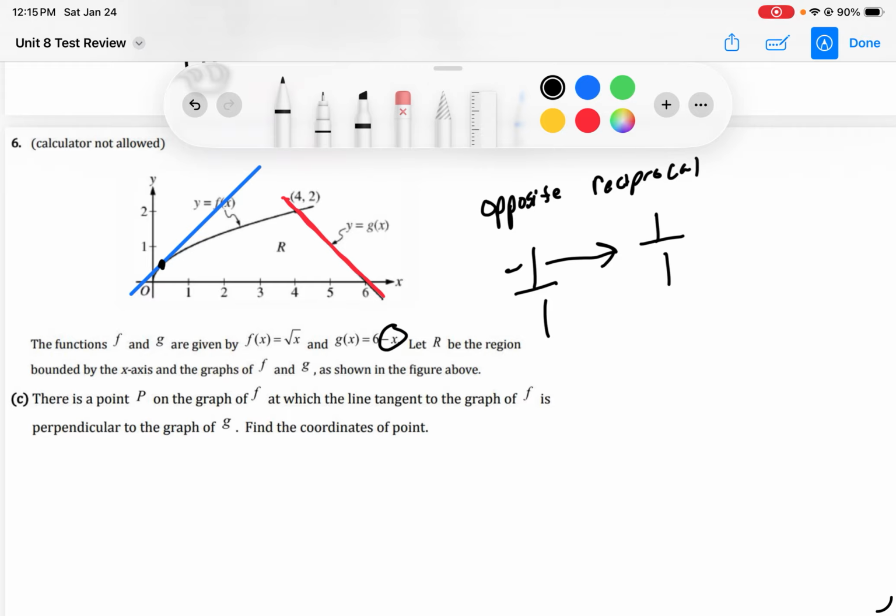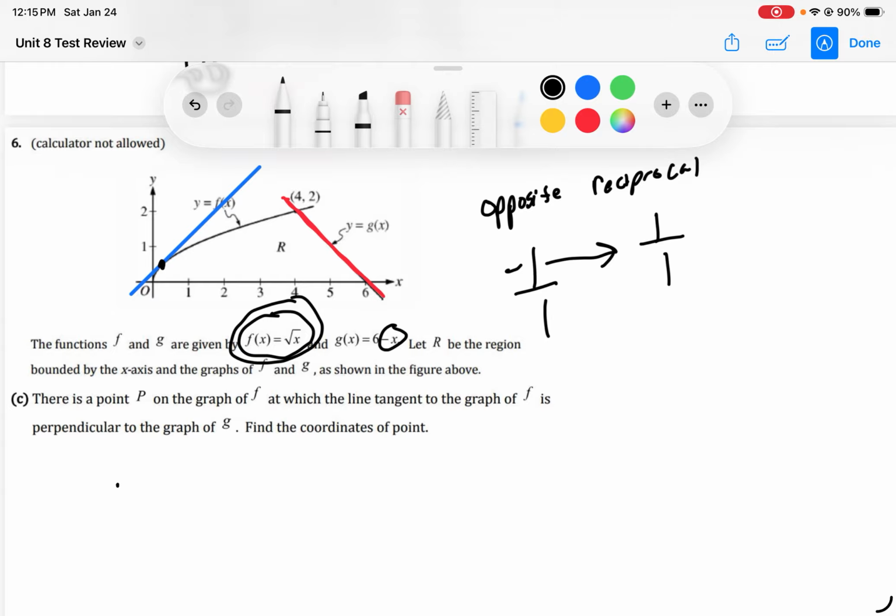All right, so now we've got to find where the slope is 1. And you're like, okay, what does slope have to do with anything? Remember, the derivative is the slope. So I need to find the x where the derivative is equal to 1. Then I find the y that goes with that.